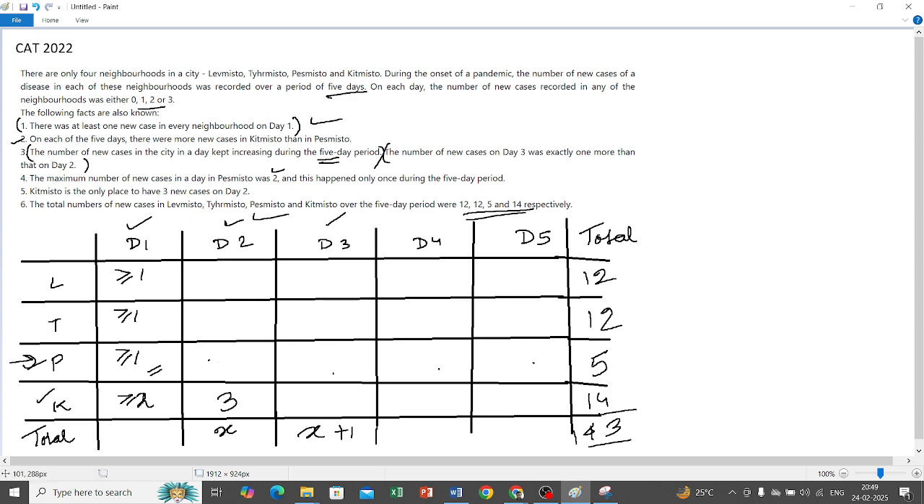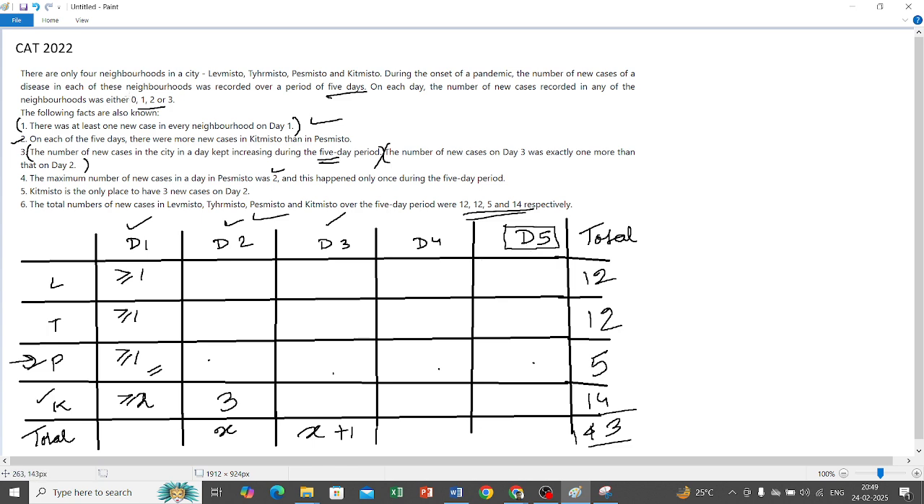Now see, the number of new cases in the city in a day kept increasing over the 5-day period. We can do something with this now. That means D5 is going to have the maximum number of cases, right? Because it says the cases keep increasing day by day, that means D5 is going to have the maximum number of cases. All right.